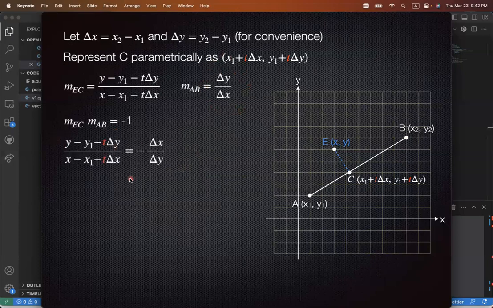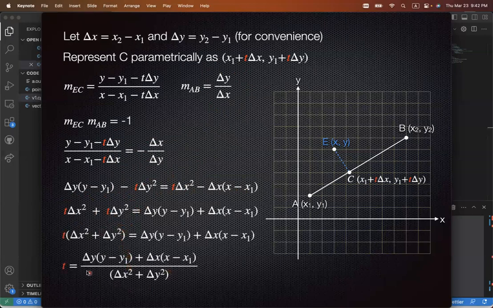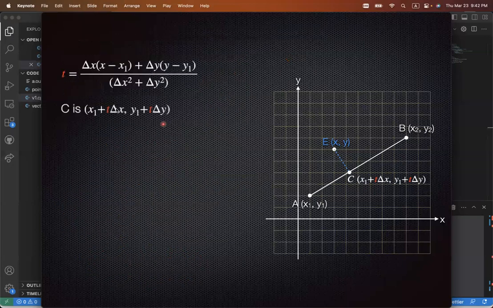So write down the formula here. You can do some algebra, cross multiply the numerator with the denominator, and you turn it into this formula. Then you group the t together, simplify it, and solve for t. Everything on the right-hand side are given values. You already know what they are, and with that formula, you can solve for t. Once you solve for t, you can figure out exactly what C is.